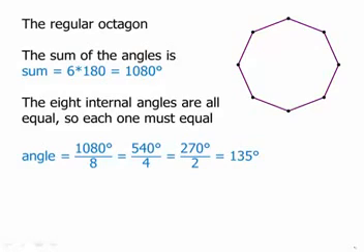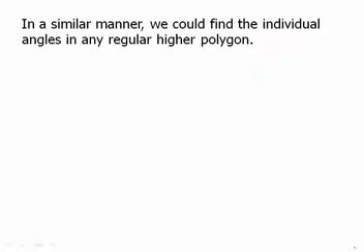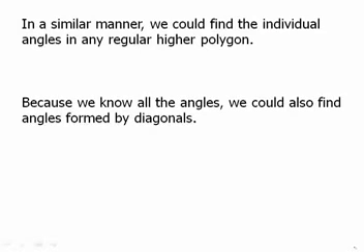Now that's an interesting angle because that is the supplement of a 45-degree angle. And so that's a fact that can be very useful, that the supplement of a 45-degree angle is exactly what every angle in the regular octagon equals. In similar manner, we could find the individual angles in any regular higher polygon. Because we know all the angles, we could also find angles formed by the diagonals.